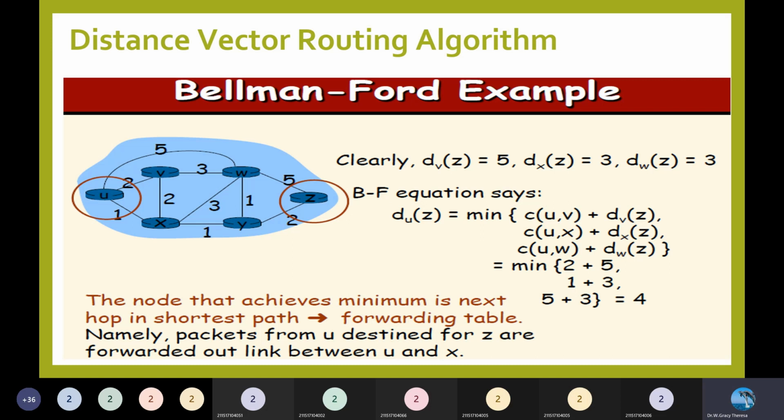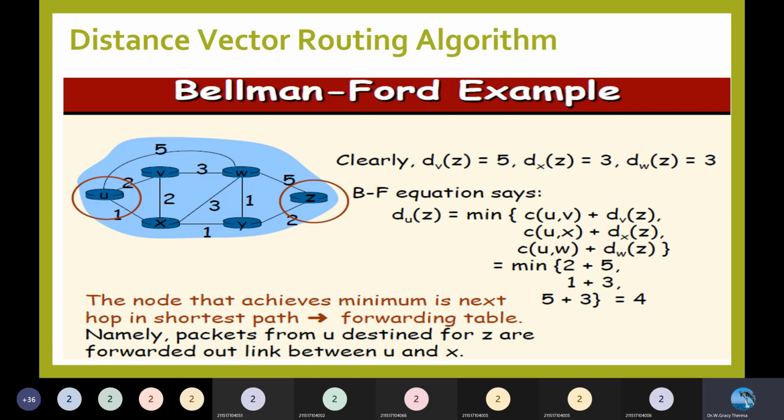Okay, source is U, and the destination is Z. And we are going to travel here from U to Z. What is this cost path? We are going to find the cost. Okay, so now the distance between U to Z. For that we are going to find it by means of the Bellman-Ford example. So we have to find the minimum of the cost.